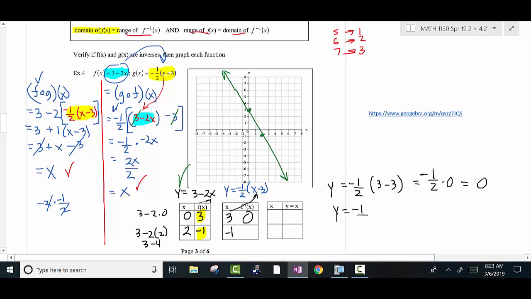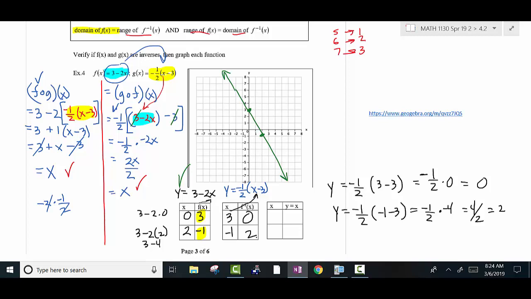So you have negative 1/2 times negative 1 minus 3 like that. And then we should get 2 if we do the arithmetic right. So that's negative 1/2 times negative 4. That's 4 over 2, so that's 2. Okay, everybody with me on what I'm doing there? I just picked 2 points. It doesn't matter what points I picked. What would have happened is you would see the points going backwards.